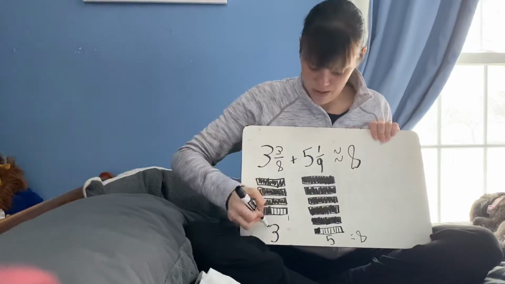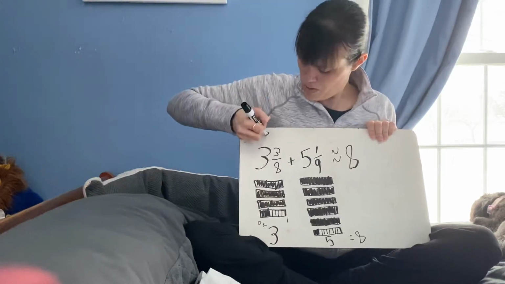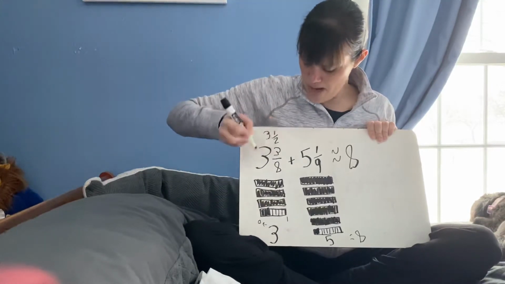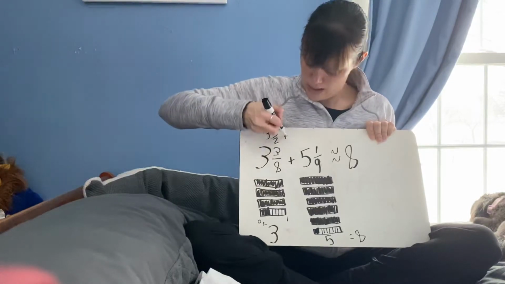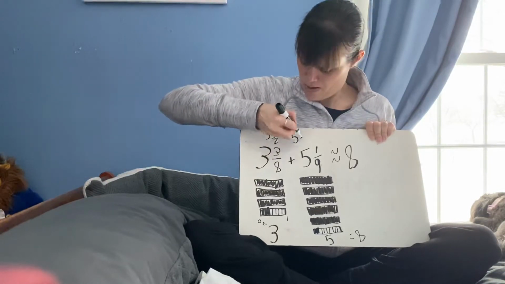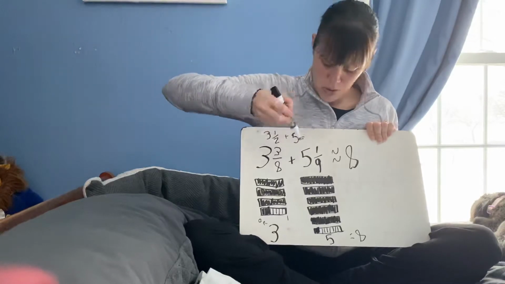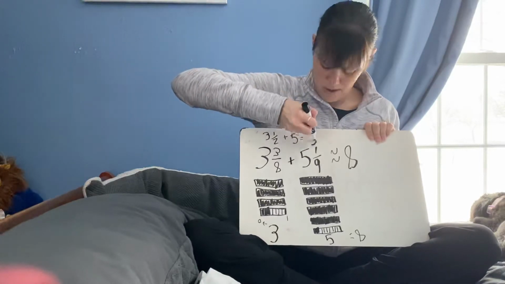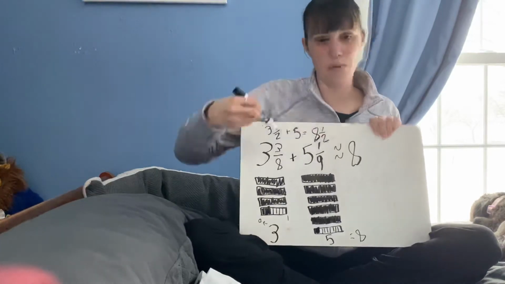We could have said that this is closest to 3.5, because when we draw that, we can see that. And this is closest to 5. So you could give me the answer of 8.5, and I would accept that.